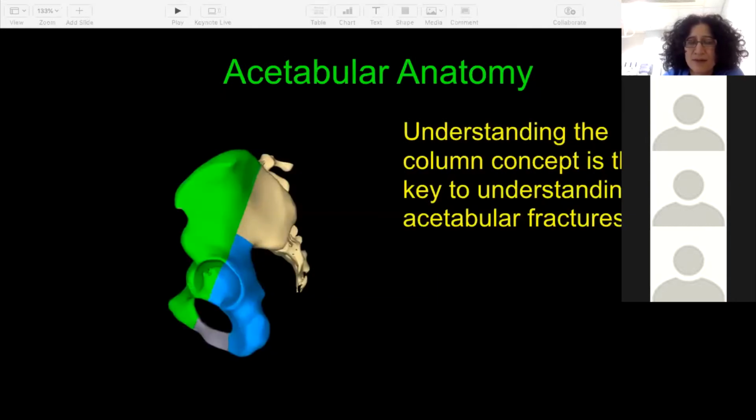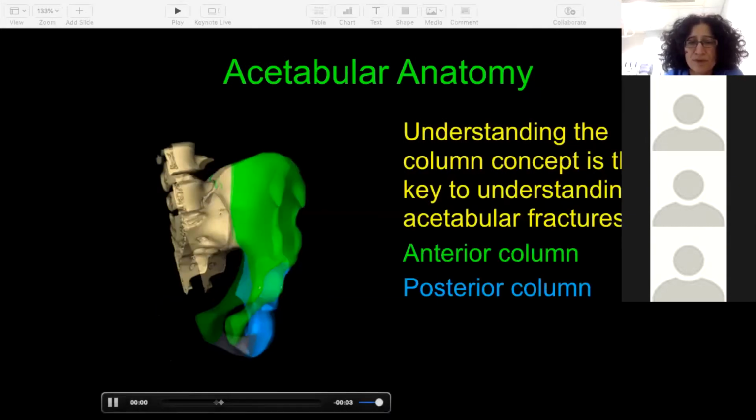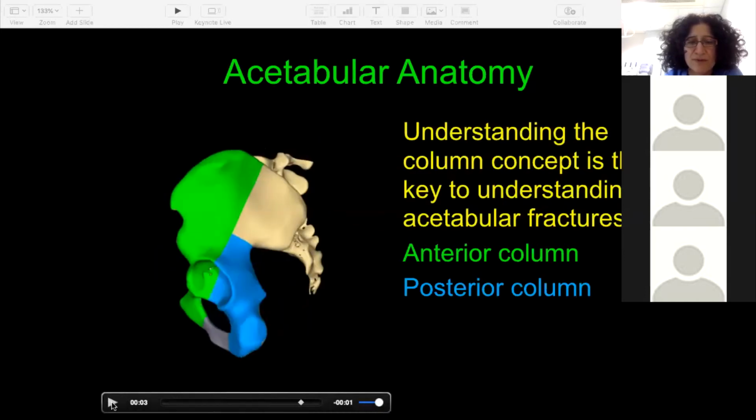Okay, so we talked last week about the two columns, and so if we look at the hemipelvis from the back, remember we've got ilium, ischium, pubis. And the anterior column is a much more extensive structure, extending over most of the ilium and running into the pubis. And the posterior column, a much more limited structure.